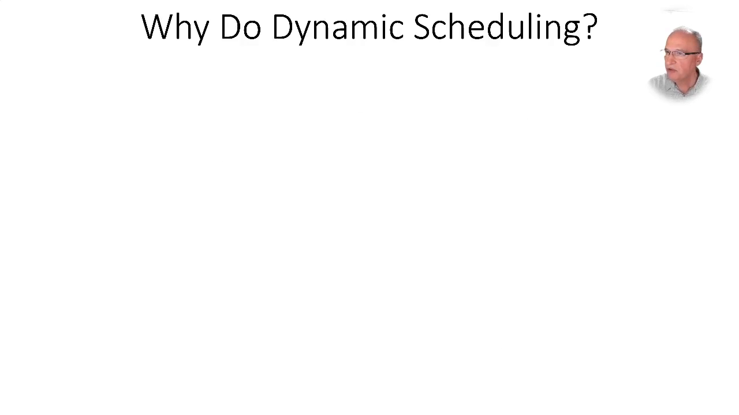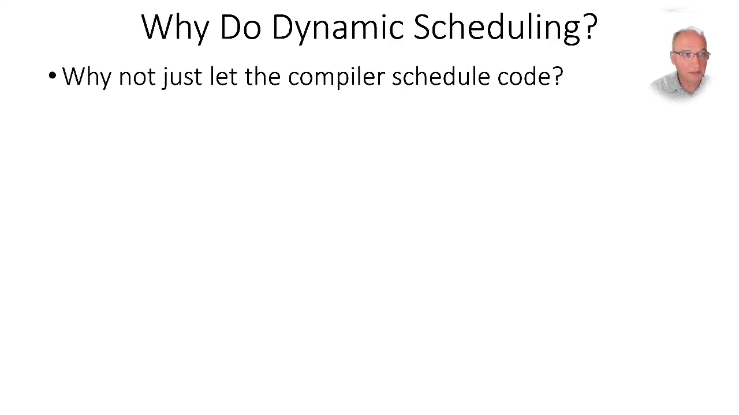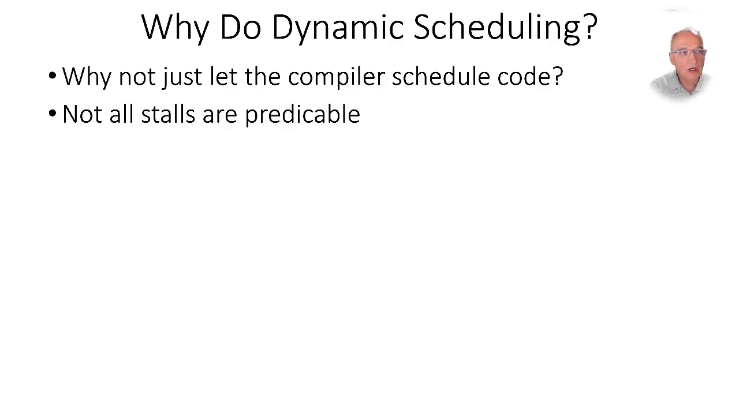And one of the questions is, why do we do dynamic scheduling? Why do we have the hardware reordering the execution of the instructions? Why not execute instructions in the order that they appear in the assembly program, generated either by a programmer or by the compiler? So why not just let the compiler schedule the code?